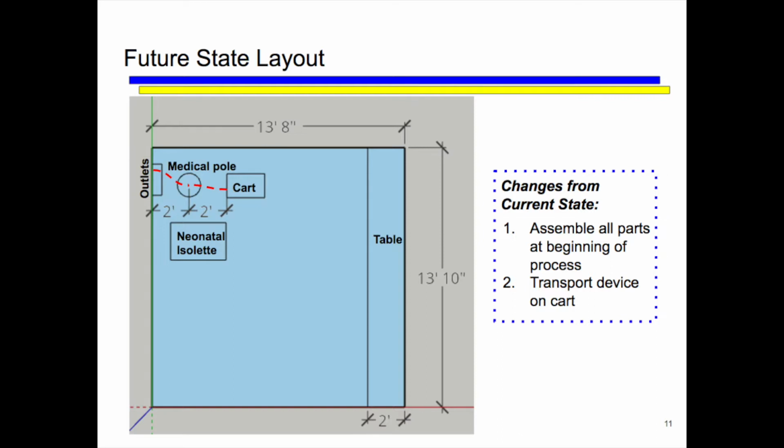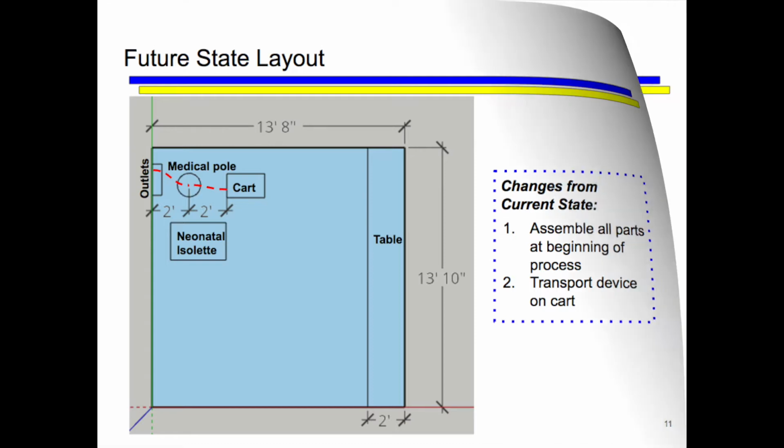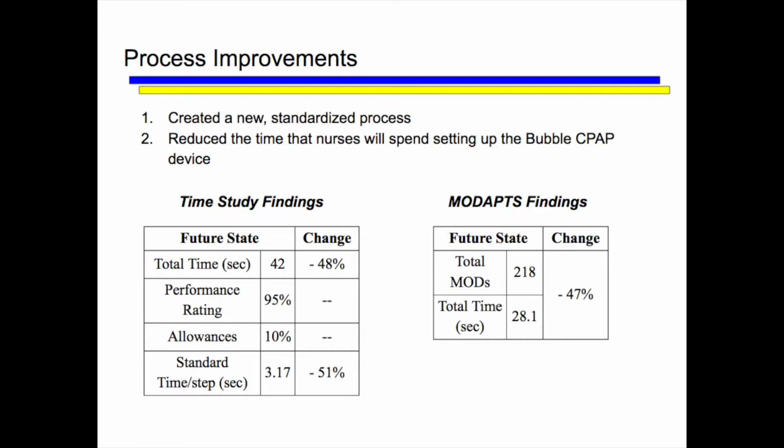And also, all of the parts will be assembled at the beginning of the process, further reducing the time to set up. The process improvements from the current state to the future state were, number 1, to create a new standardized process, and this would further reduce the time that the nurses will spend setting up the bubble CPAP device. For our time study findings, we found a total time of 42 seconds, which was a 40% decrease from the current state, and the standard time per step decreased 51% as well. For the MODAPS, there were a total of 218 mods, and this resulted in a 47% decrease of time steps.